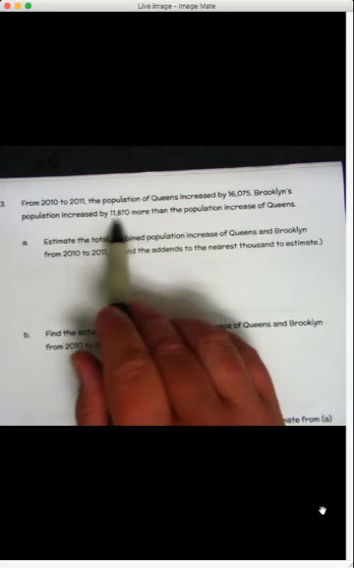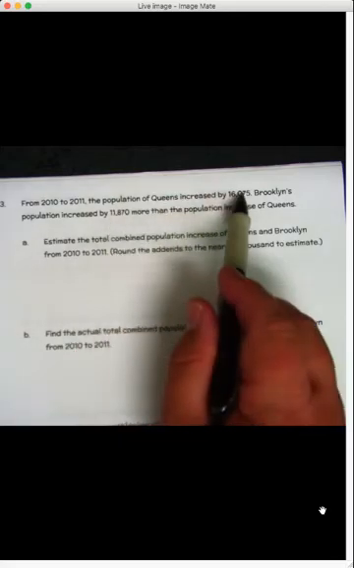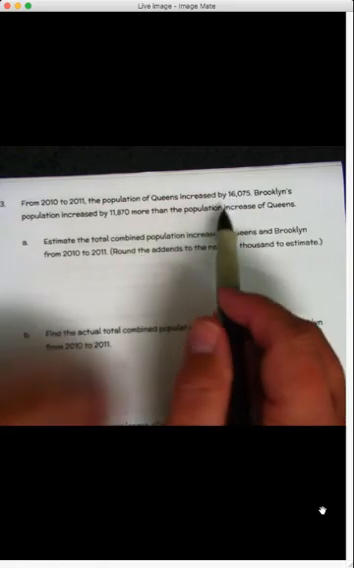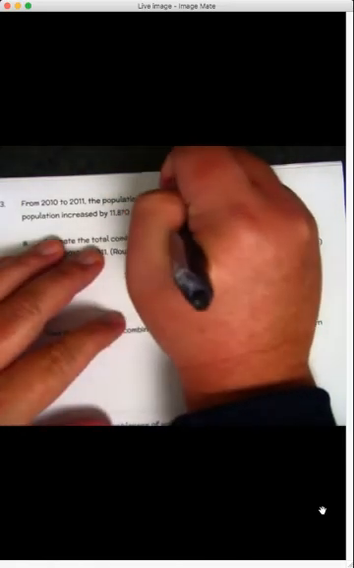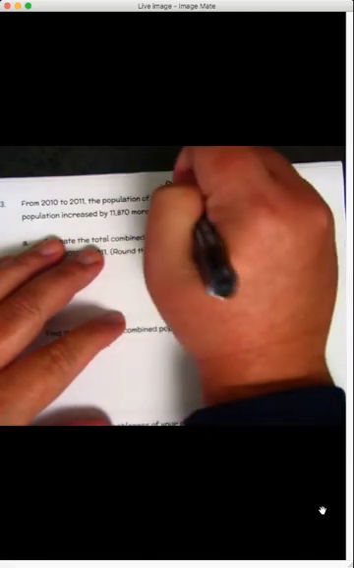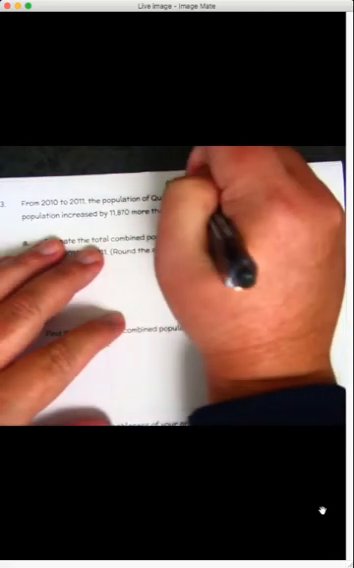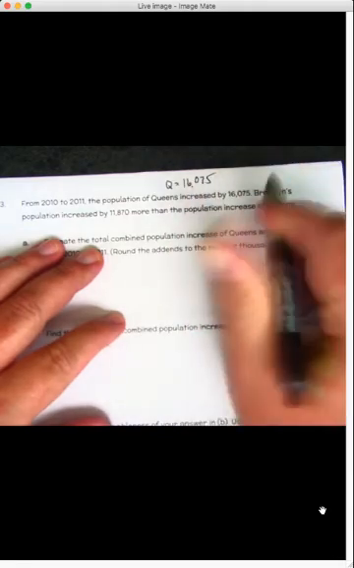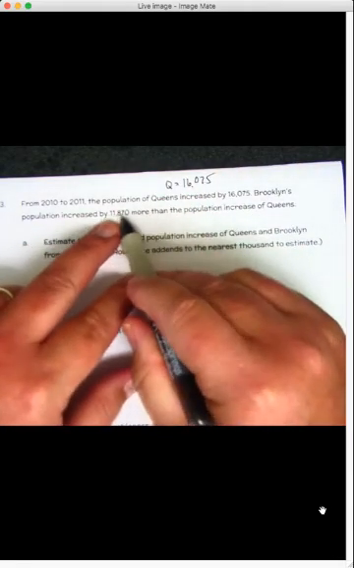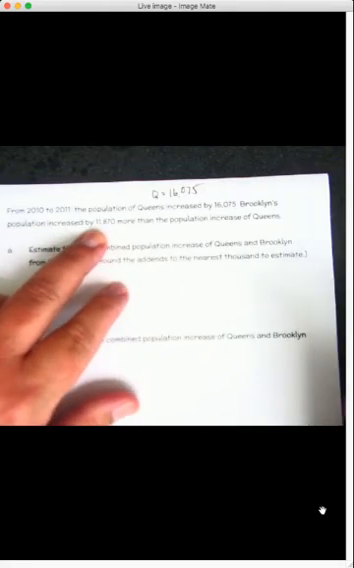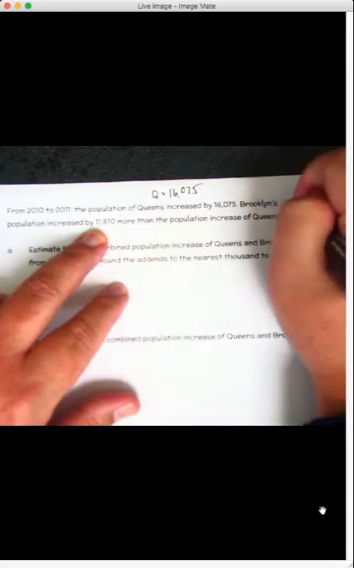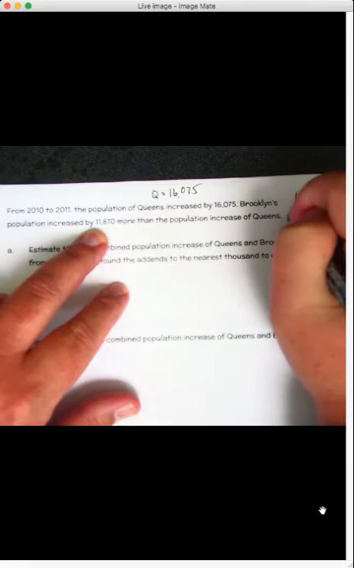It didn't increase by that. It increased by that many more than that. So here's the two numbers we've got to find out first. Okay, so I'm going to put a Q for Queens. We know Queens increased by exactly 16,075. But I need to know what is 11,870 more than that. So I'm going to go over here and write 16,075, and then I'm going to increase it. In other words, I'm going to add to it by this many more.